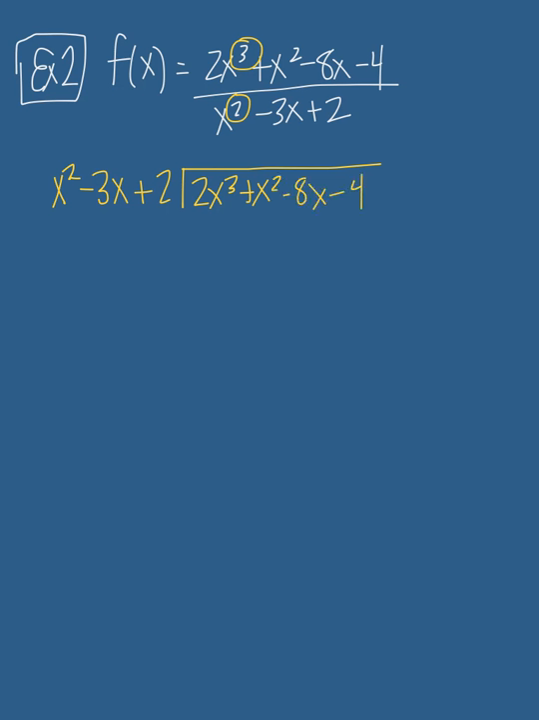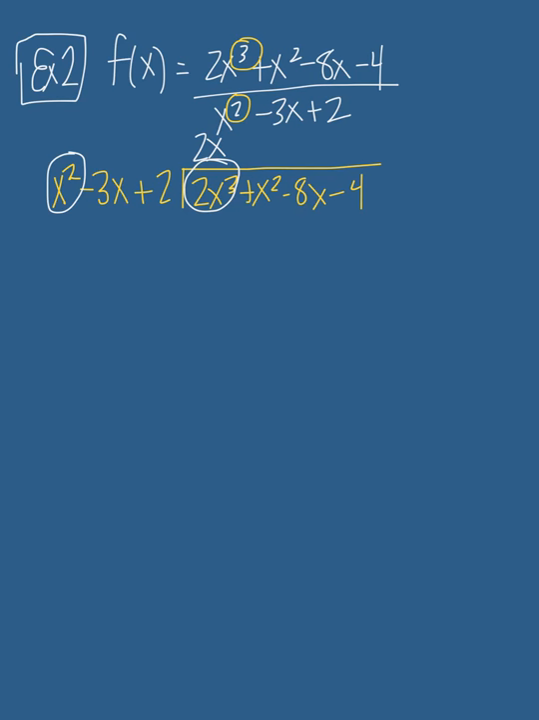All right, so I start off by doing the first two terms. So 2x cubed divided by x squared. Or how many times does x squared go into 2x cubed? Or you can think of it as x squared times what is 2x cubed. So x squared times 2x gives me 2x cubed.